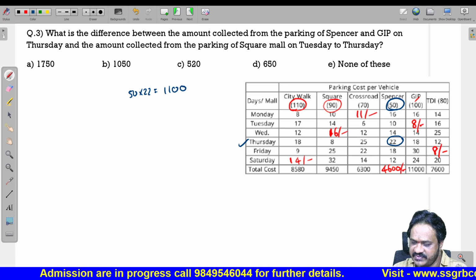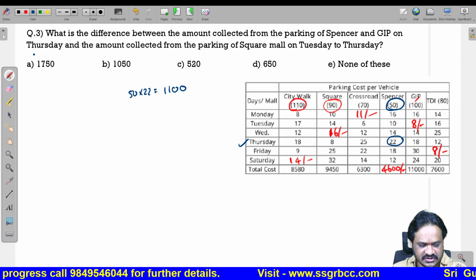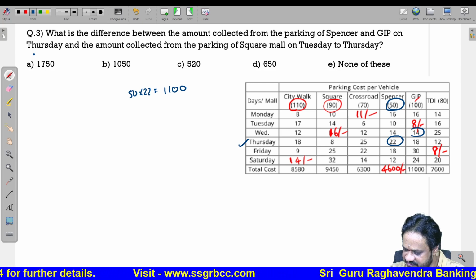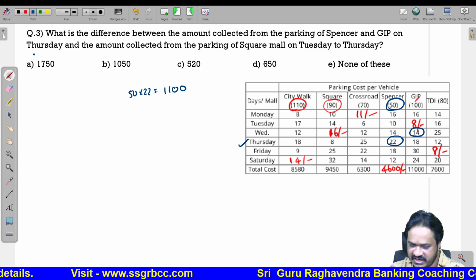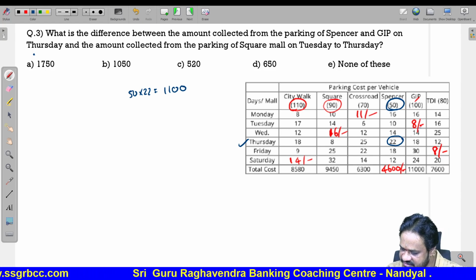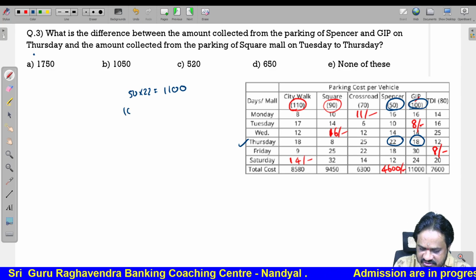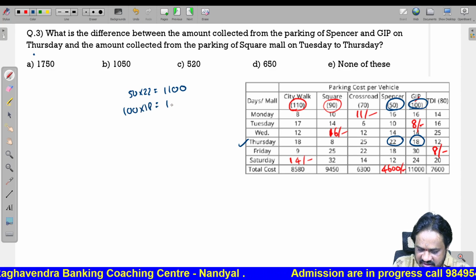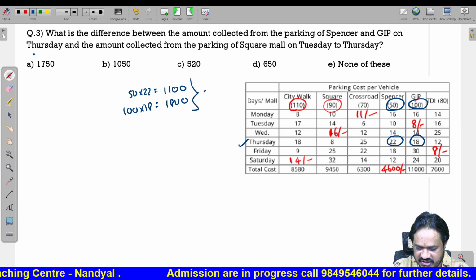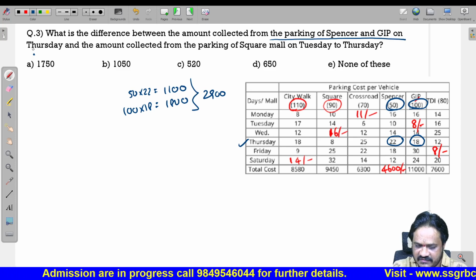Spencer and GIP on Thursday. Now GIP on Thursday. What is GIP on Thursday? GIP Thursday we are having 18 rupees and 100 vehicles are there. So 100 into 18, that is 1800. So totally we will get 2900. This is the amount collected from parking of Spencer and GIP on Thursday.